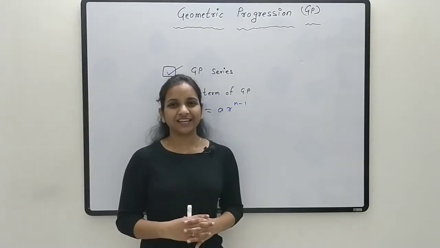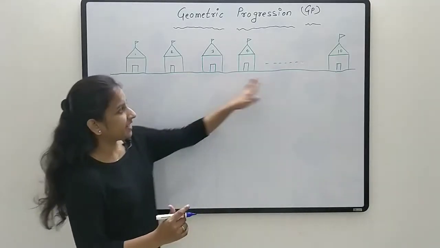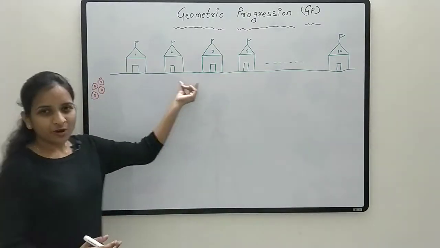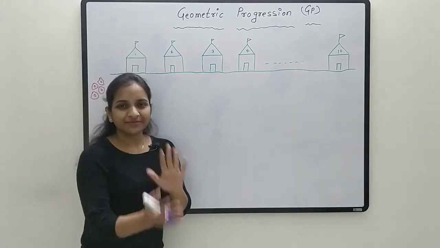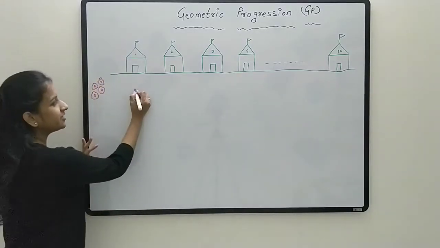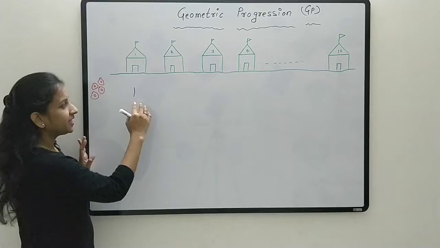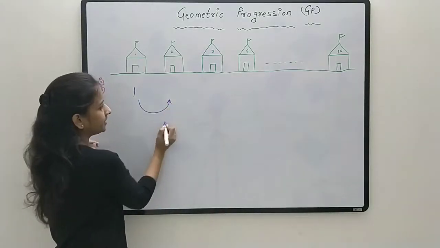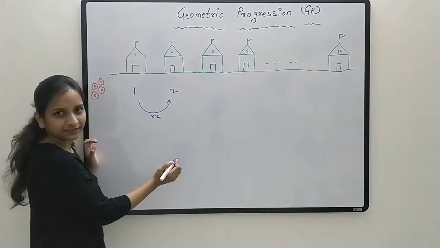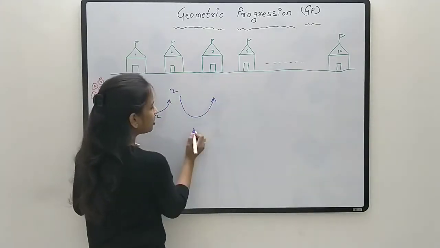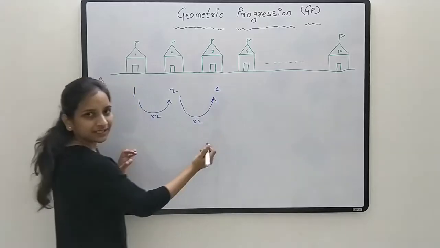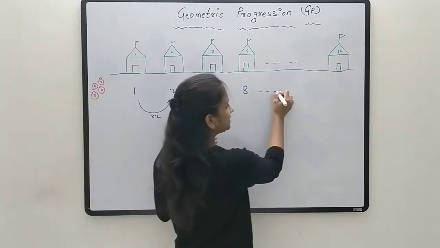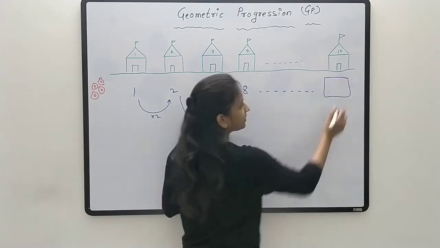Let's start with an interesting example. Say there are 10 temples in a row. A man wants to offer flowers to the gods in a temple, but in some fashion. He wants to offer one flower to the first temple. Then every time he wants to double the flowers. In the second temple, he wants to offer 2 flowers. In the third temple, he wants to offer 4 flowers, like this. In the next temple, he wants to offer 8 flowers. Like this, it continues till the 10th temple.